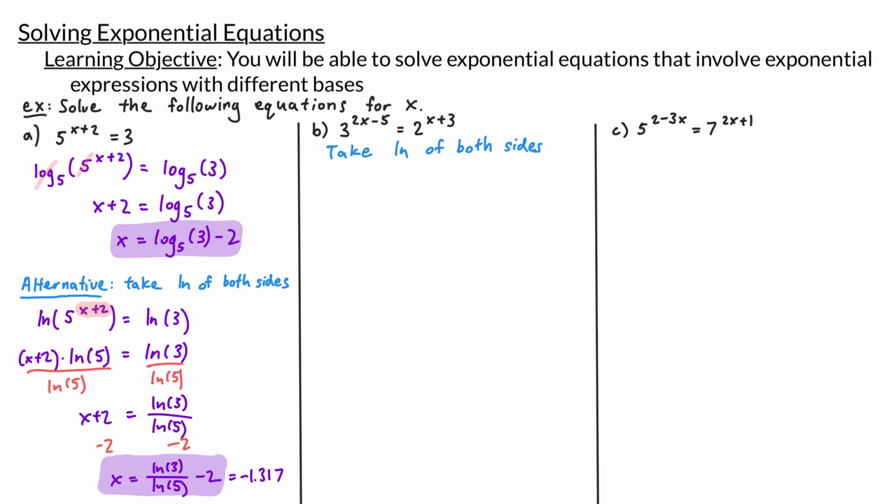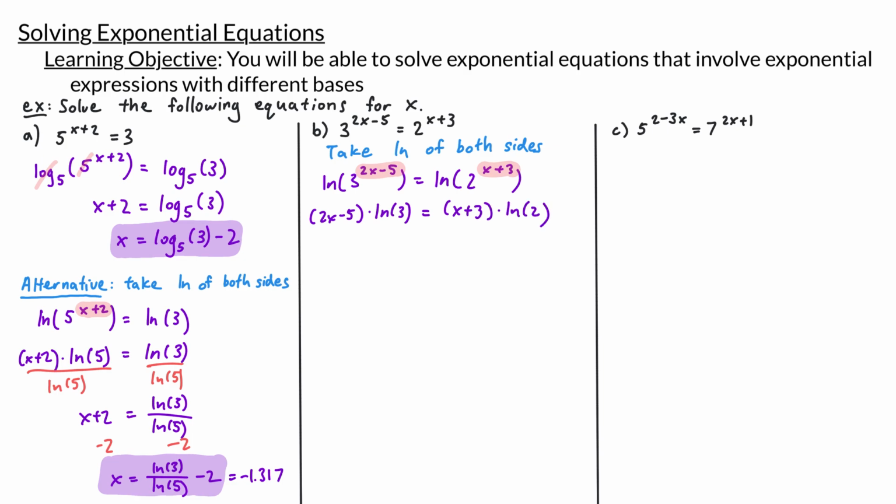So taking the natural log of both sides, we end up with ln of 3 to the power of 2x minus 5 on the left, and on the right we'll have ln of 2 to the power of x plus 3. Next, we're going to use our log property to take the exponents inside our logarithms and move them outside as multiples. So we'll have 2x minus 5 times ln of 3 equal to x plus 3 times ln of 2.